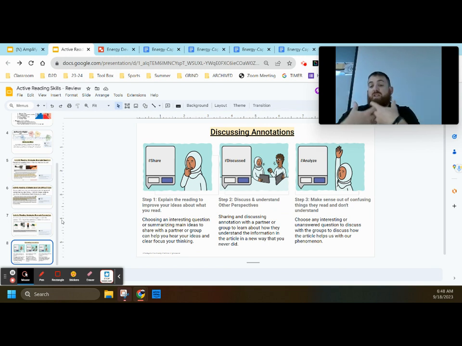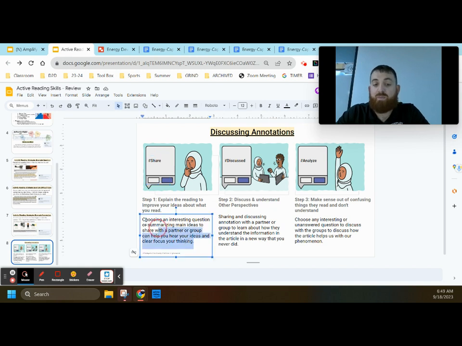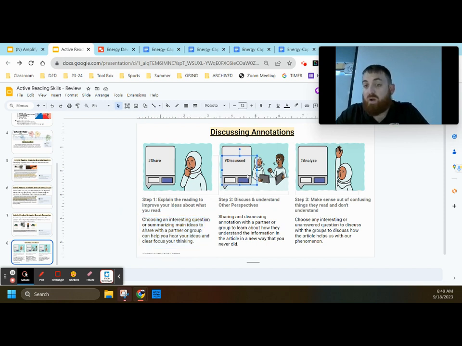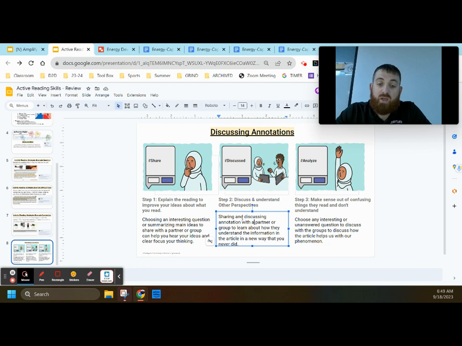So once we're done asking our questions, identifying our difficult texts and topics, and making those connections, we're then going to discuss. Our discussion is going to have three major parts. It's going to have a share part, a discussion part, and an analyze part. The share part is where you explain the reading to improve your ideas and what you read. You choose an interesting question or something you identified as a main idea, and you share all the big things that you thought were important and that you learned. After you're done sharing, and once everyone's done sharing, you then discuss those ideas with the people in your group. Whether it's discussing your ideas or other ideas, you share and discuss your annotations with the partner, and you show what you've learned about the information, and you learn about things and ideas from others.